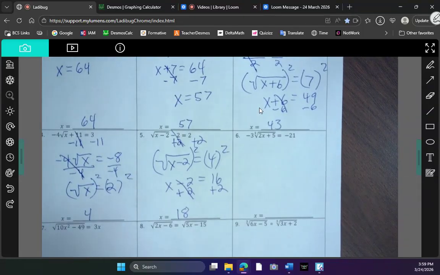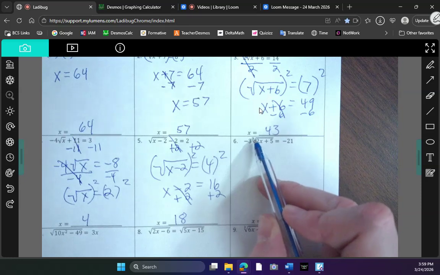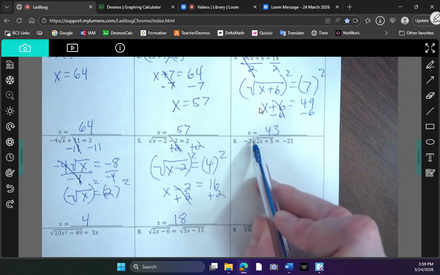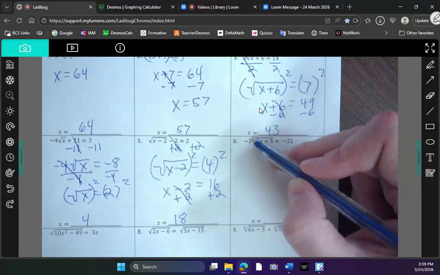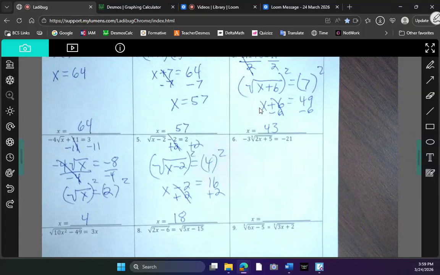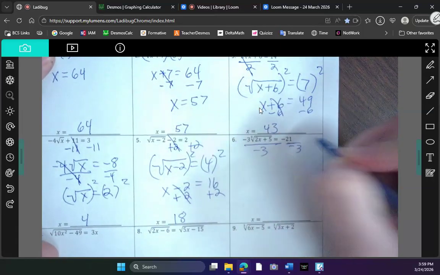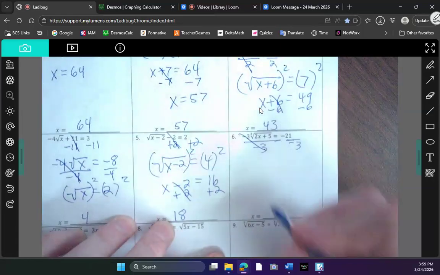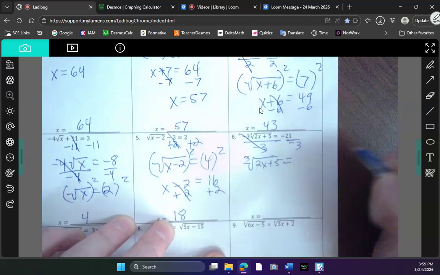Okay, so now we're at the cubed roots. Gotta be careful. Make sure that you are aware of what root is being taken. If you have an index listed, you need to do whatever number that is. If there is no index listed, that is understood to be a square root, and the opposite of that is the second power. So we are going to divide both sides by negative 3 to isolate the radical. We've got the cubed root of 2x plus 5 equals 7.